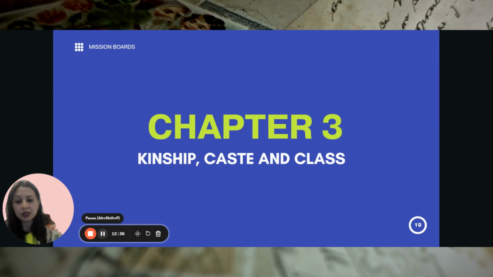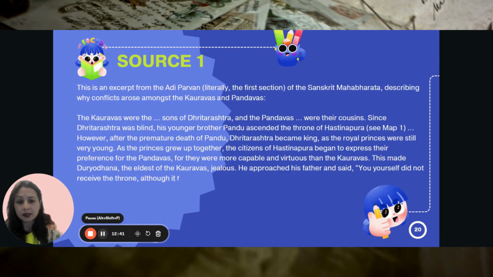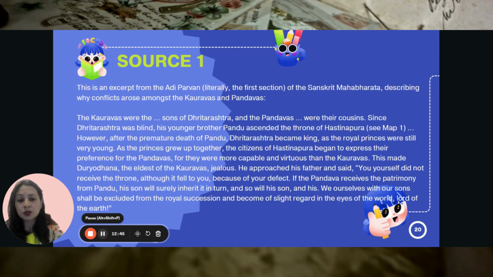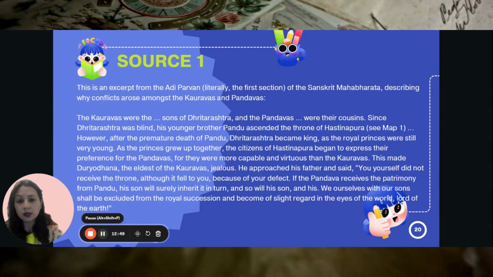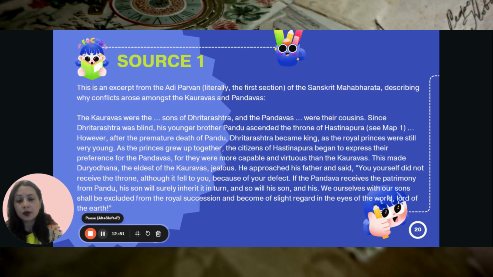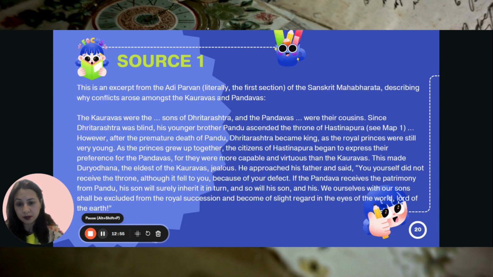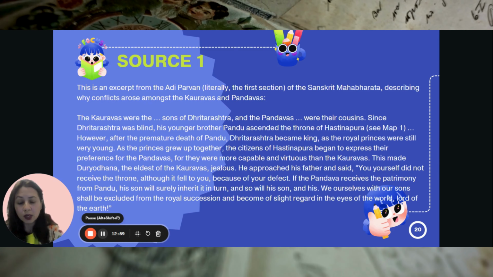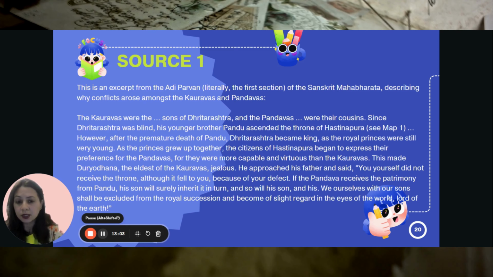The chapter number 3, Kinship, Caste and Class. So here comes the first source, that is from your Adi Parvan section of Mahabharat. So this particular passage speaks about the issue of controversy between the Pandavas and the Kauravas, the law of inheritance, and what was the reason for animosity between the cousins.